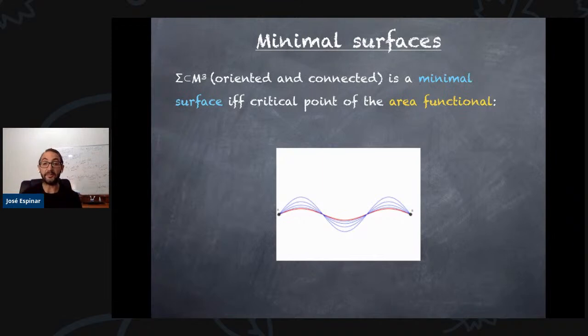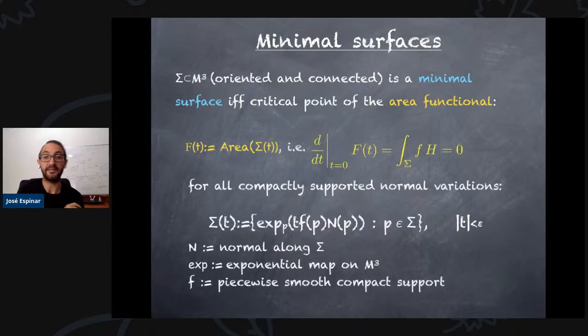You have a one-parameter family of variations. We're going to compute the area of all those variations, and we are going to take the derivative, okay? So this sigma t are variations of the red part. And what we are going to consider is the area of this variation sigma t. We are going to say that a surface is minimal if the derivative of this function f is 0 for any variation, okay?